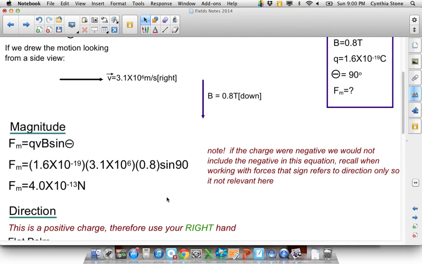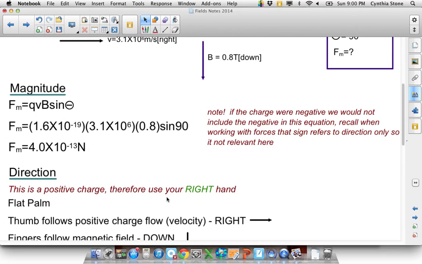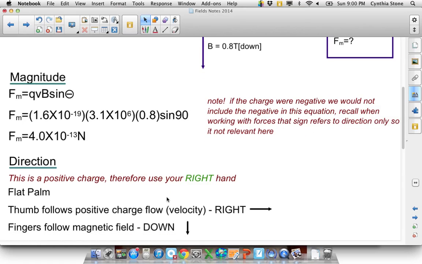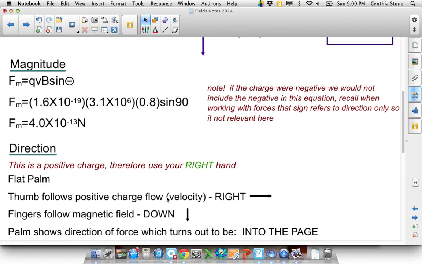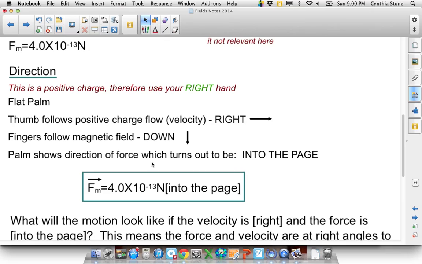Okay. All right. So it's a proton, and we want to look at the directions. We're going to use our right hand. Our thumb follows the direction of the positive charge, so our thumb is going to point right. Our fingers follow the magnetic field, which is given as down. My palm then should be in the direction of the force. Right hand, it'll be into the page. Try it yourself if you don't believe me. Your palm will be pointing into the page, and so that's my magnetic force on my little proton.